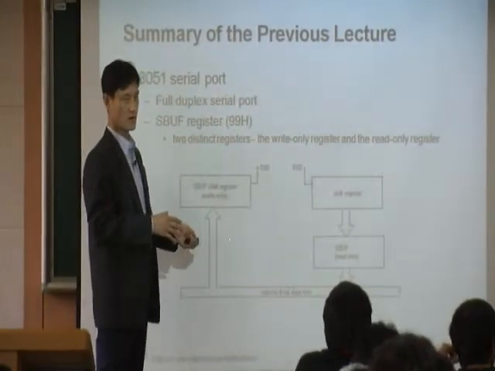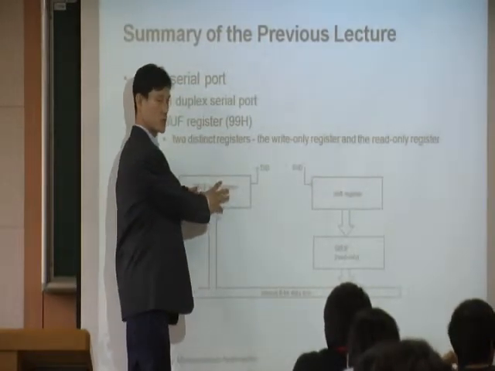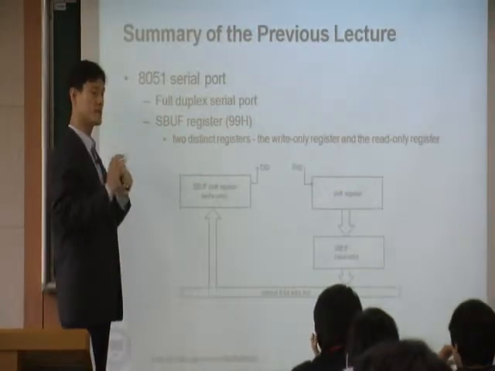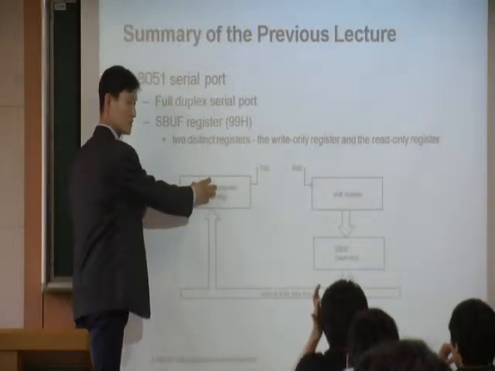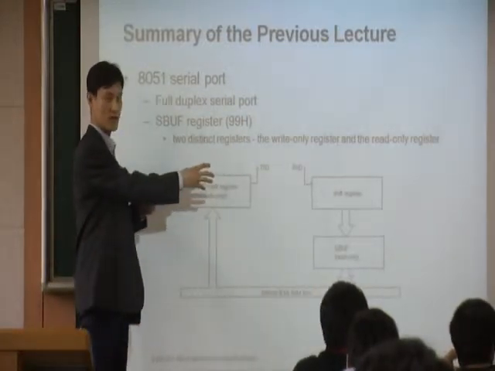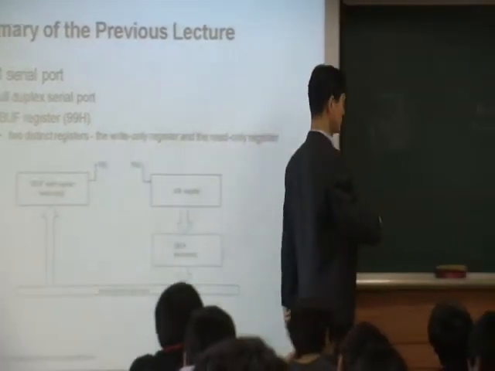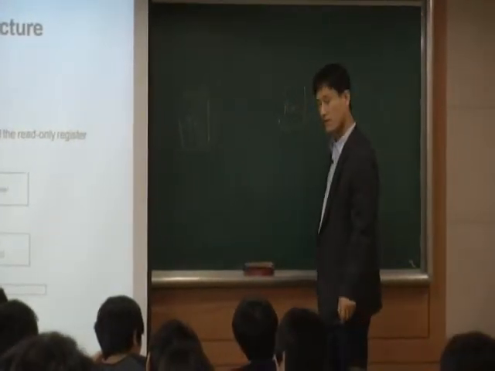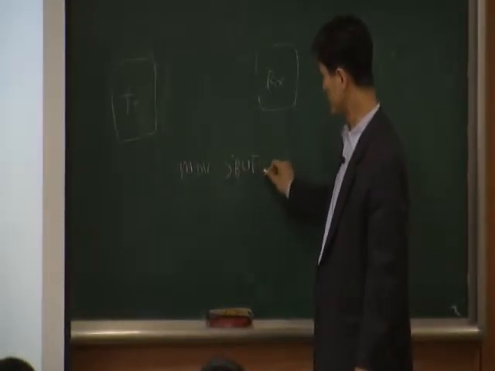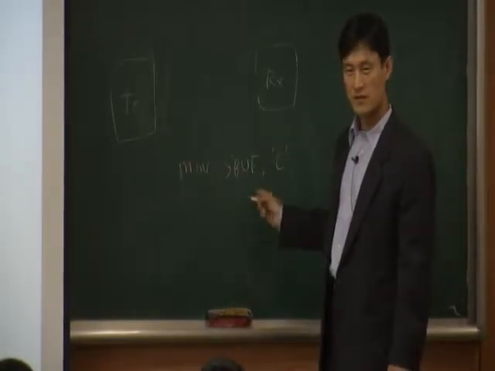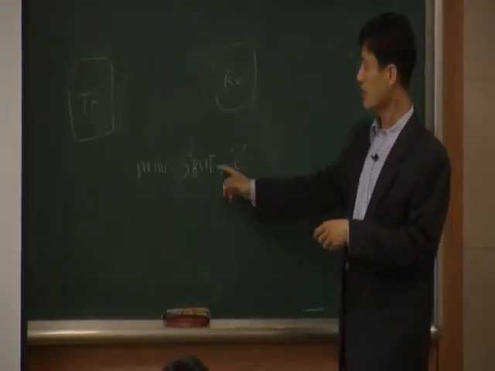This is hardware. So let's think about the transmit side. In transmit, if you want to transmit the letter C, then software basically has to write C into this SBUF register. How can you write the letter C into SBUF? Simply, you do MOV SBUF like this. Copy my letter C into SBUF.